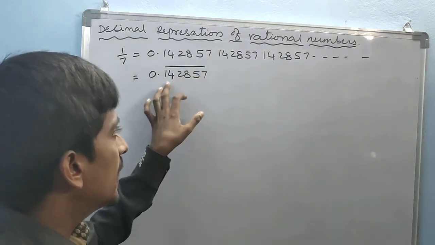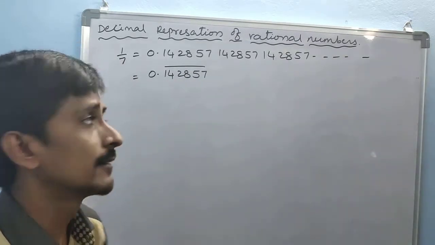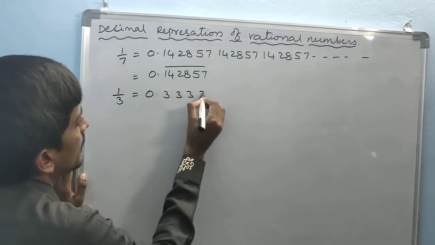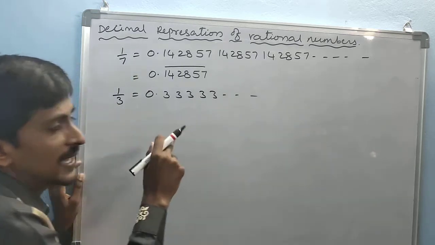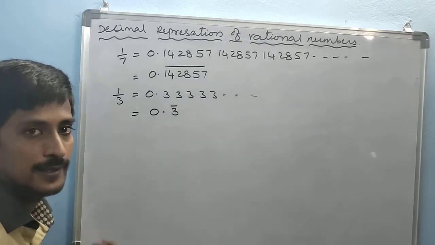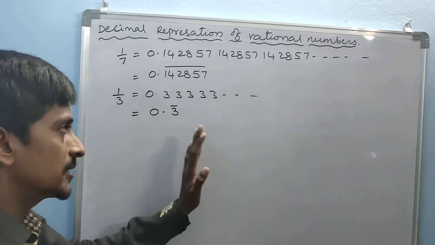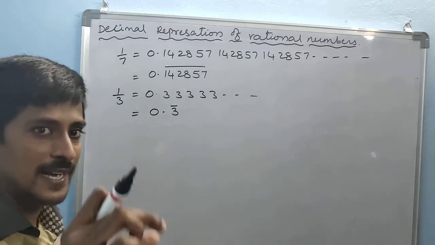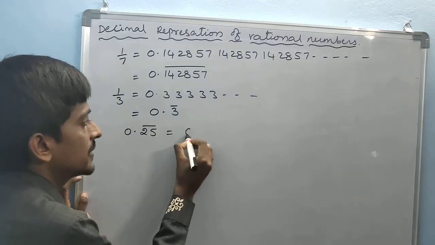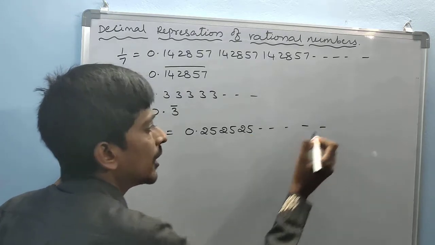Bar means the digits under the bar are repeating again and again. 1 by 3 equals 0.33333 and so on. Here only 3 is repeating, so it is 0.3 bar. Bar means that number is repeating. If the bar covers two digits, those two digits are repeating. For example, 0.25 bar means 0.25, 25, 25 and so on.